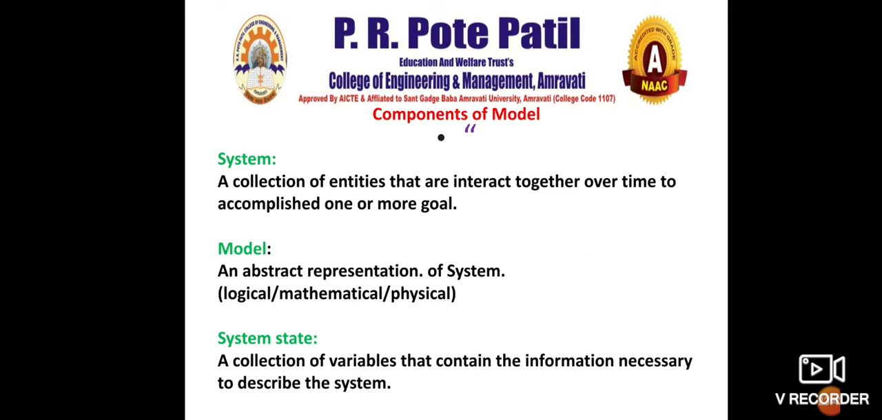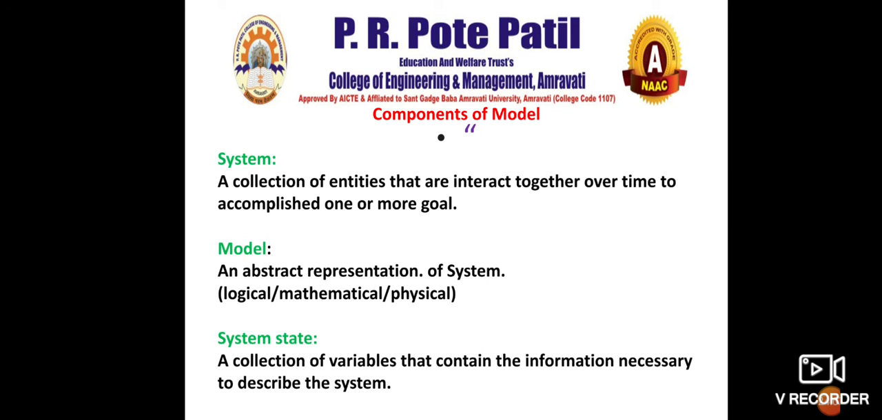Model approach. Then there are a few more definitions of a system. A system is a collection of entities that interact together over time to accomplish one or more goals. This can help you when you are required to define a system. So you must write two or three definitions, and then you can give your explanation. That will be a good thing when it comes to writing. So, a system is a collection of entities that interact over time to accomplish one or more goals.